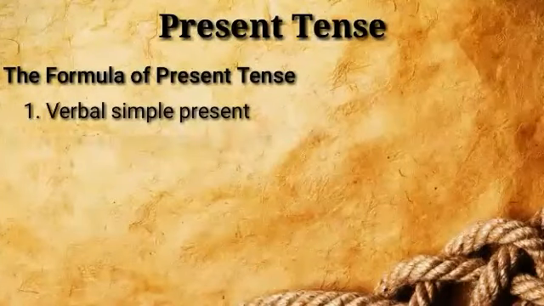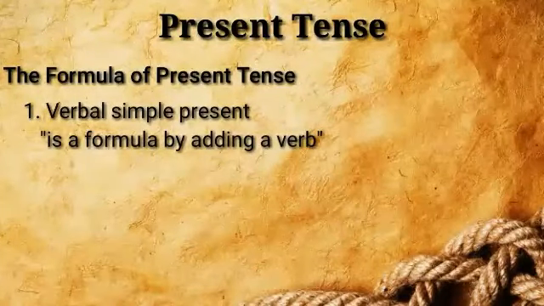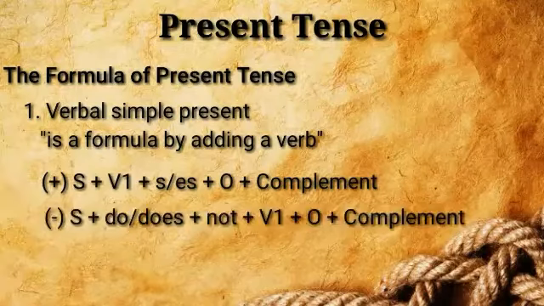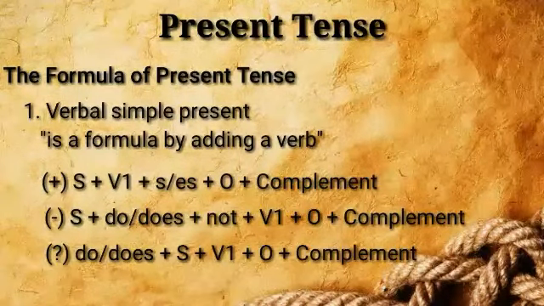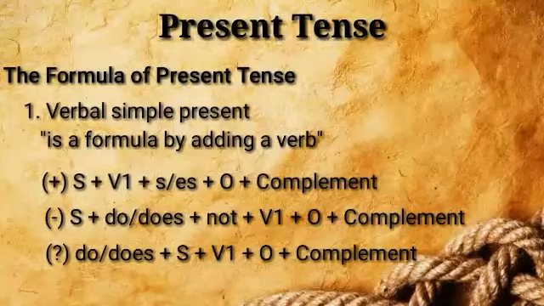Verbal simple present is a formula of the simple present tense by adding a verb. This formula is divided into positive, negative, and interrogative sentence. For positive formula, the structure is like subject plus verb 1 plus s or es plus object plus complement.